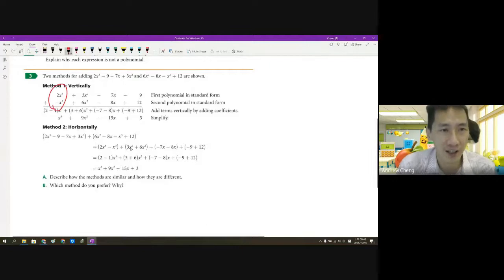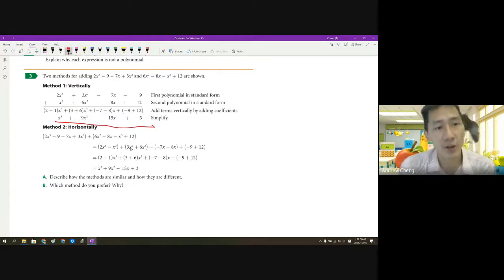So you need to put like terms like this. x cubed terms are like terms, they are like each other. x cubed is not a like term with x squared, so you cannot combine 2x cubed and 6x squared because the exponent is different. However, you can combine these two terms, 2x cubed and -x cubed, right? So vertically, you can arrange the polynomials like this, add them up, combine terms, and simplify like this.